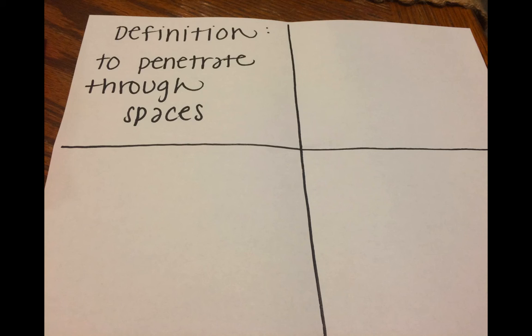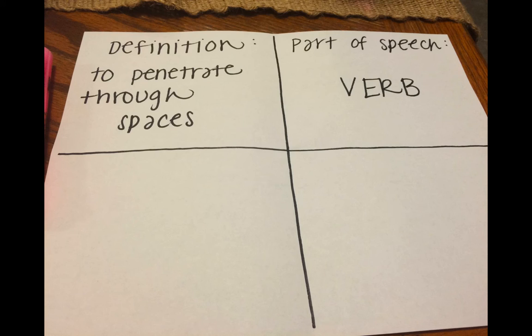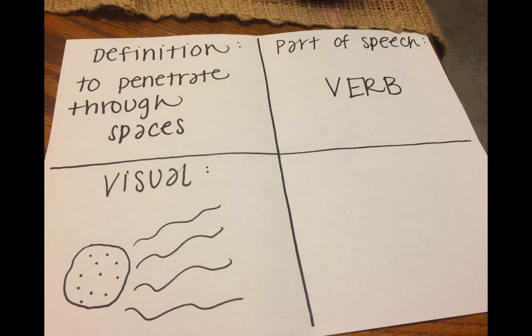In the upper right-hand box is where we're going to write the part of speech. So looking back at the slide here, permeate is a verb. So in the upper right-hand corner, I'm going to write verb, which means it's an action word. In the lower left-hand box, we are going to draw a visual to remind us of what permeate means. These visuals don't have to be anything fancy. For mine, I'm going to draw a cookie that smells, and the smell is kind of permeating or spreading throughout.